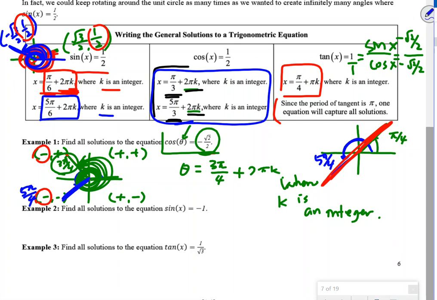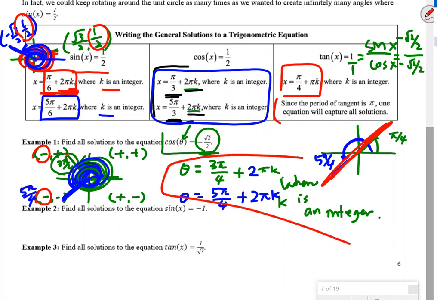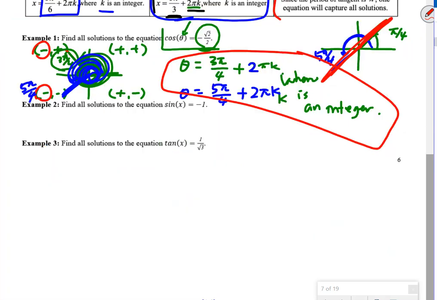The second answer from blue is theta equal to 5 pi over 4, but again, one rotation and 5 pi over 4, or multiple rotations and 5 pi over 4, you need to show that. So 5 pi over 4 plus 2k pi. So this entire thing is my answer: theta equal to 3 pi over 4 plus 2k pi, theta equal to 5 pi over 4 plus 2k pi, where k is an integer. Let me move on to the next one, example 2.